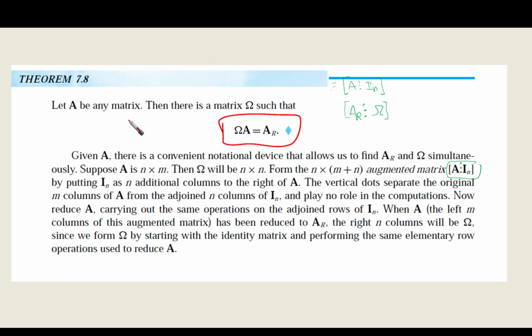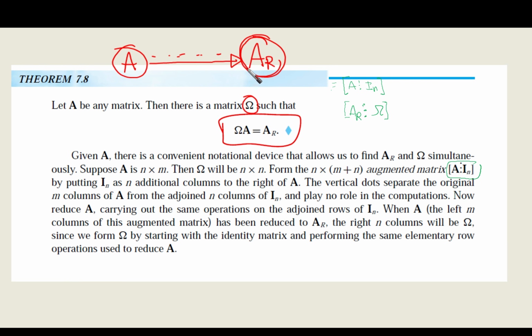Let A be any matrix, then there is a matrix omega such that omega times A equals AR. Here we are going to talk about something very nice. If we have a matrix A, and we want to get the reduced matrix, which we give the notation AR, we make a lot of elementary row operations until we reach AR.